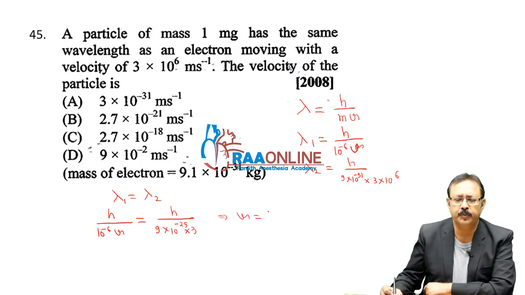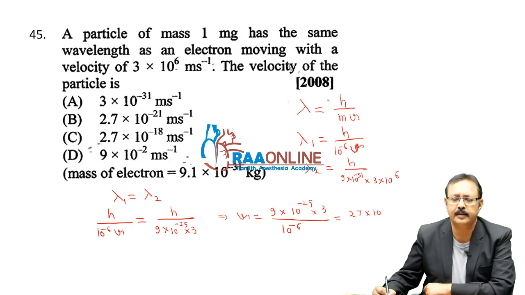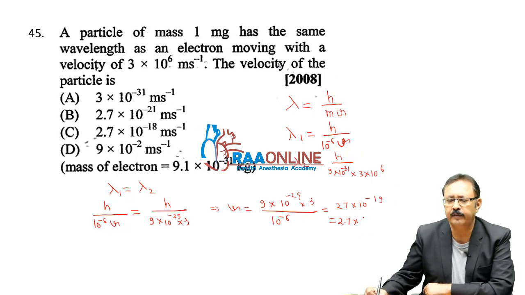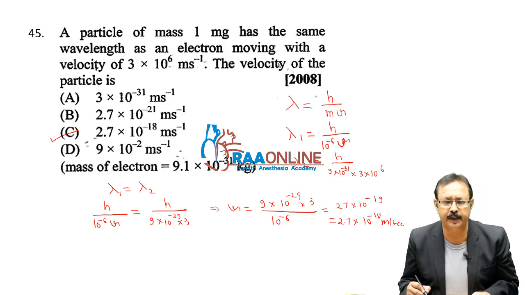So V is equal to 9 into 10 to the power minus 25 into 3 divided by 10 to the power minus 6, means 27 into 10 to the power minus 19, or you can write 2.7 into 10 to the power minus 18 meter per second. So 2.7 into 10 to the power minus 18, so we are going with option C.